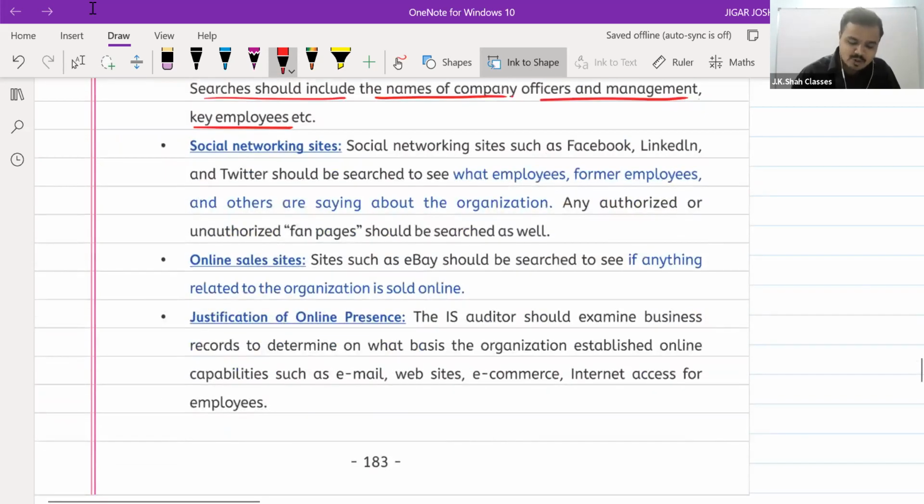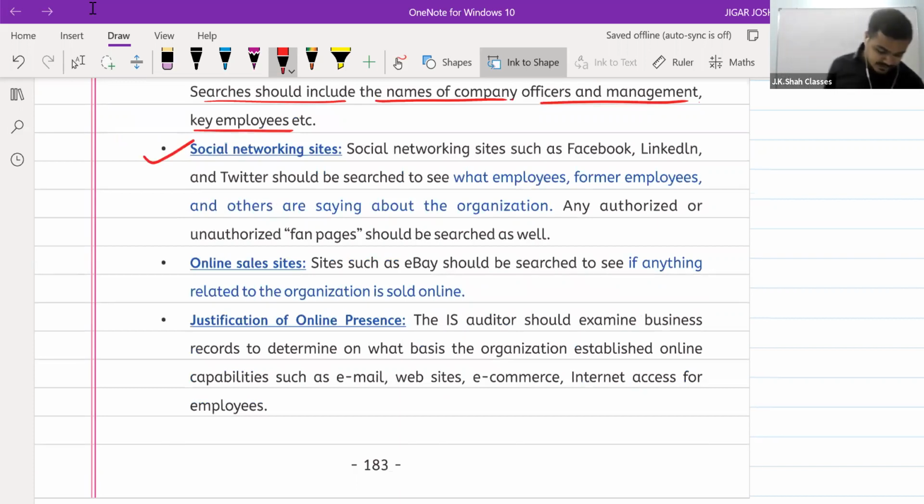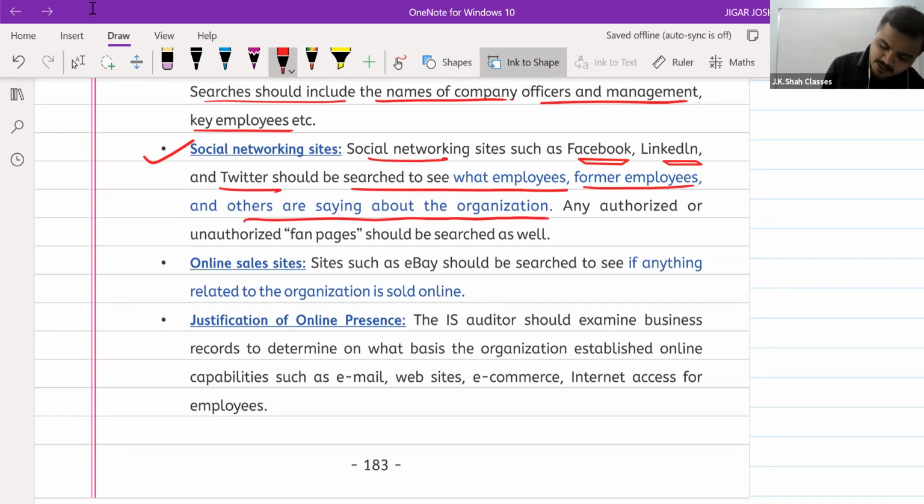Number two, people, social networking sites. This is very important, my dear chartered. As an auditor, you should always keep this in your mind, that you should make sure what kind of presence you have on social media. Social networking sites such as Facebook, LinkedIn, or Twitter should be searched to see what current employees, former employees who had left the company, and others are saying about the organization. If we have any fan pages, then those should also be searched well. Understood?